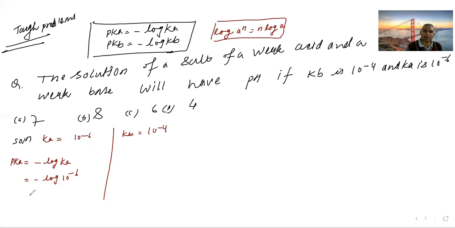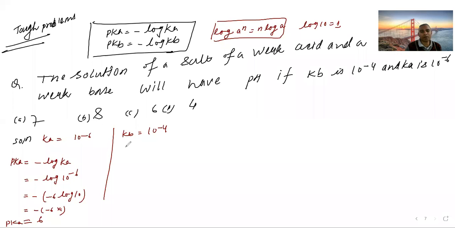So 6 log 10 will be there, minus 6 log 10. What is the value of log 10? 1. So here it is minus 6 log 10, and the value is 1. So minus into minus is plus, that will be 6. So pKa is equal to 6.